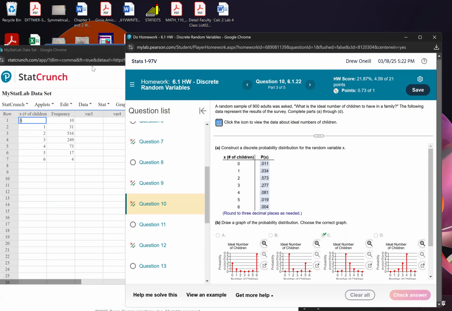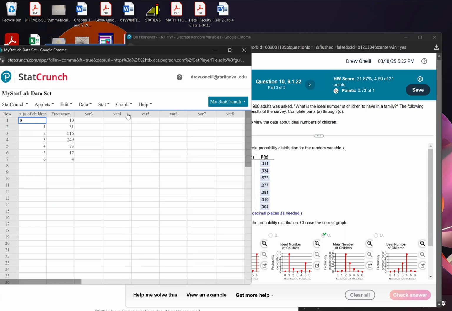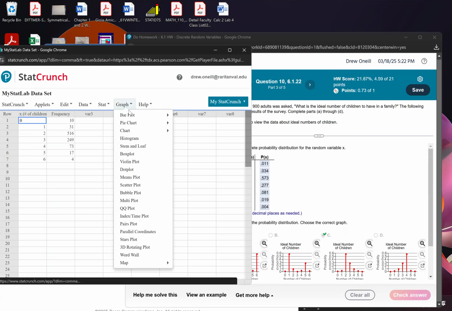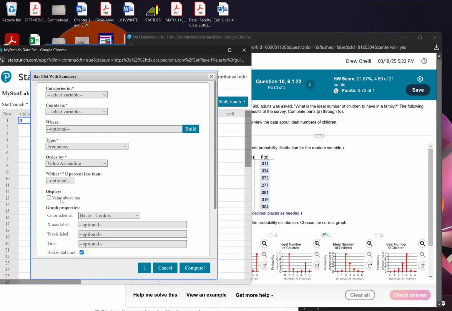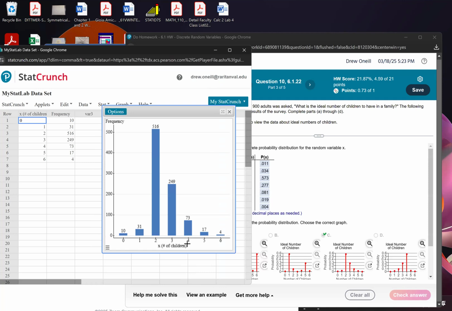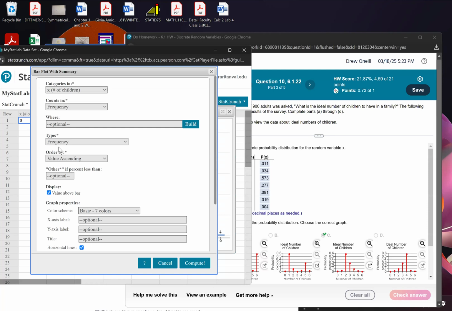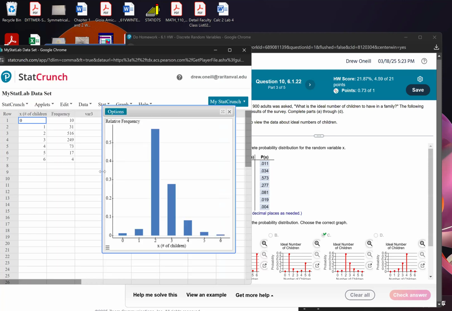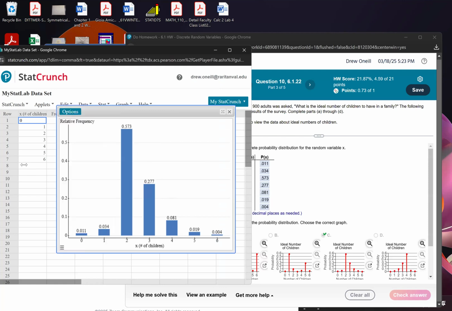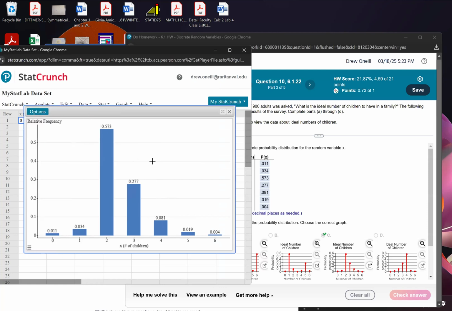If you follow this, the only way to do it using StatCrunch is the most ridiculous way. We have to do Graph, Bar Plot, With Summary. We have to make sure it puts the value above the bar. My categories are X, my counts are frequency. I hit compute, and then you can see, oh, I have to change it to relative frequency. See, that's what I get for rushing. Change it to that. Now, I can't see, so I just move this, and then boom, they appear. And you can see these are all the answers I got.